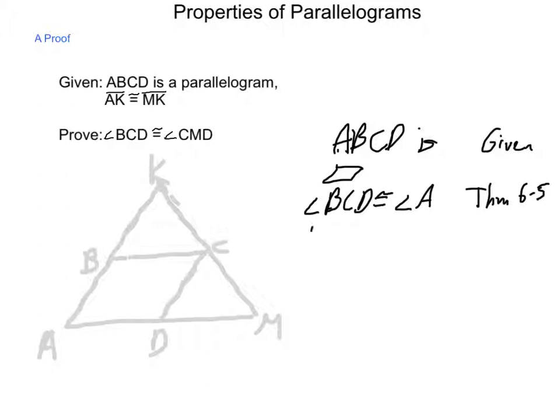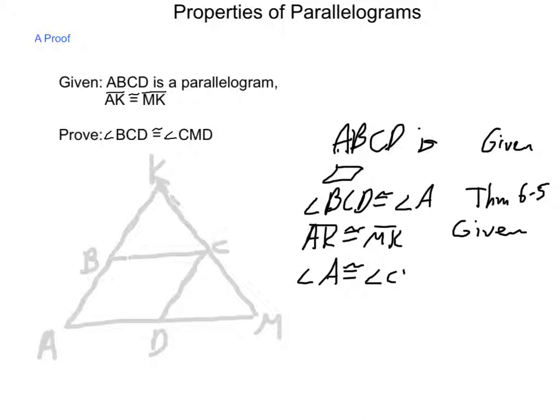And we also know that AK is congruent to MK. That was a given. That means that angle A is going to be congruent to angle CMD, and that's by the isosceles triangle theorem. Then using our transitive property, we could say that angle BCD is congruent to angle CMD, and that is the transitive property.